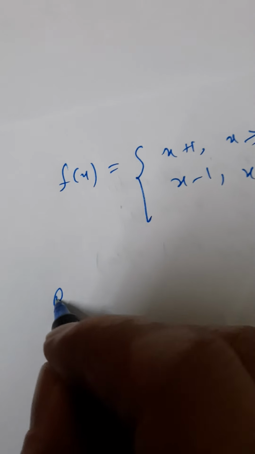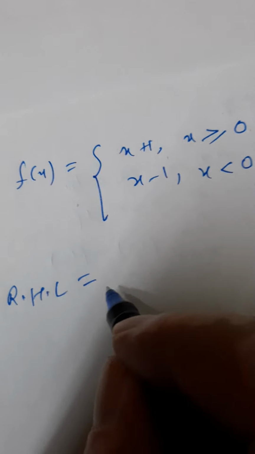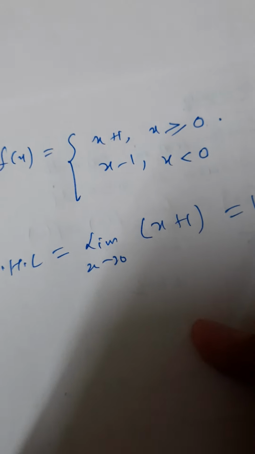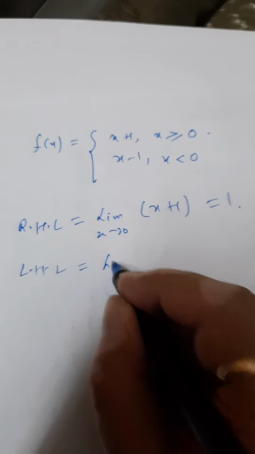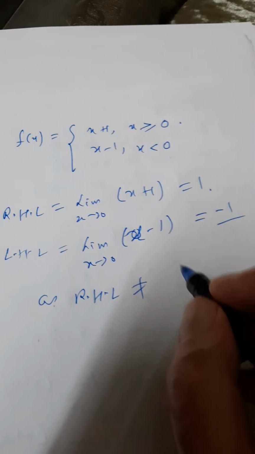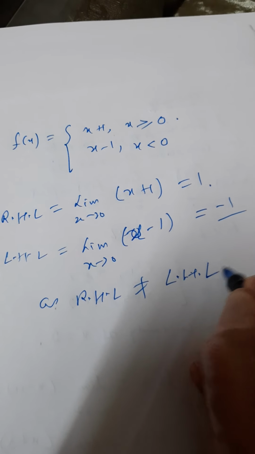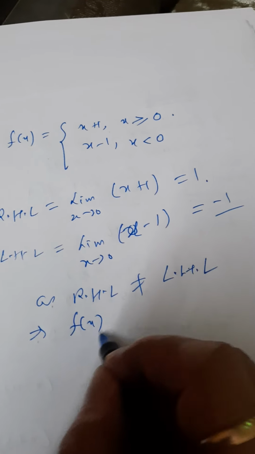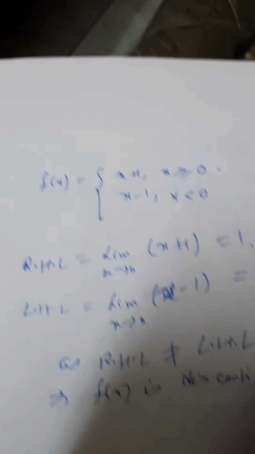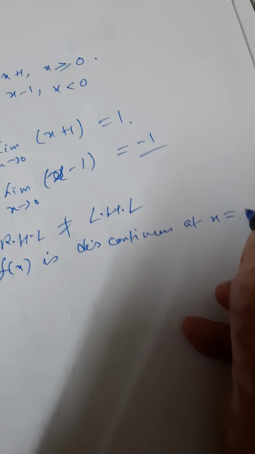Now the right hand limit equals limit x tends to 0 of x plus 1, that is 1. Also the left hand limit is limit x tends to 0 of x minus 1, that is minus 1. Now as the right hand limit is not equal to the left hand limit, the function is discontinuous at x equals 0.